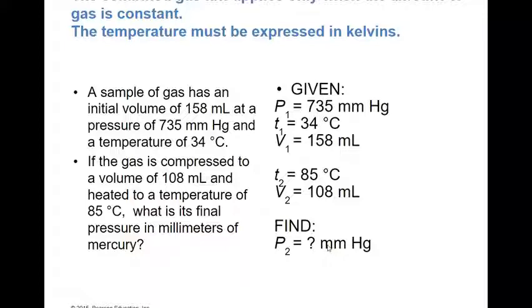So before we jump into the math, let's just think about this. If we're forcing the gas into a smaller volume, those particles are in a smaller amount of space, so they're going to strike the walls of their container more, which means pressure should increase. And we're heating up the particles. They're moving faster, so they're going to strike the walls of the container with more force, also causing the pressure to increase. So if our initial pressure was 735, our final pressure should be something greater than that. If it isn't, then we might have made a math mistake throughout our process.